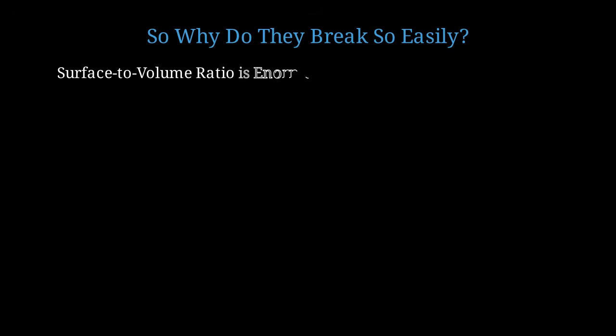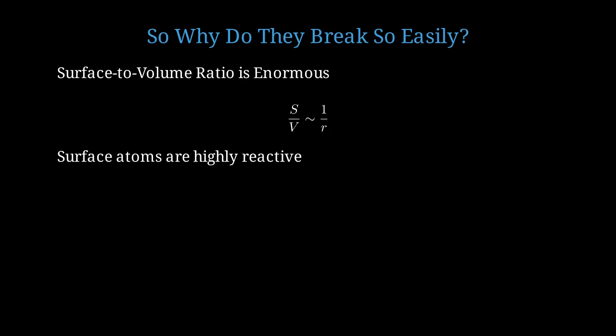At the nanoscale, the surface-to-volume ratio becomes enormous. For a 2 nanometer diameter nanotube, nearly half the atoms are surface atoms. The surface-to-volume ratio scales inversely with radius. As radius decreases, surface effects dominate. Surface atoms have dangling bonds and are chemically active. They readily bind to adsorbates from the environment: oxygen, water, organic molecules.